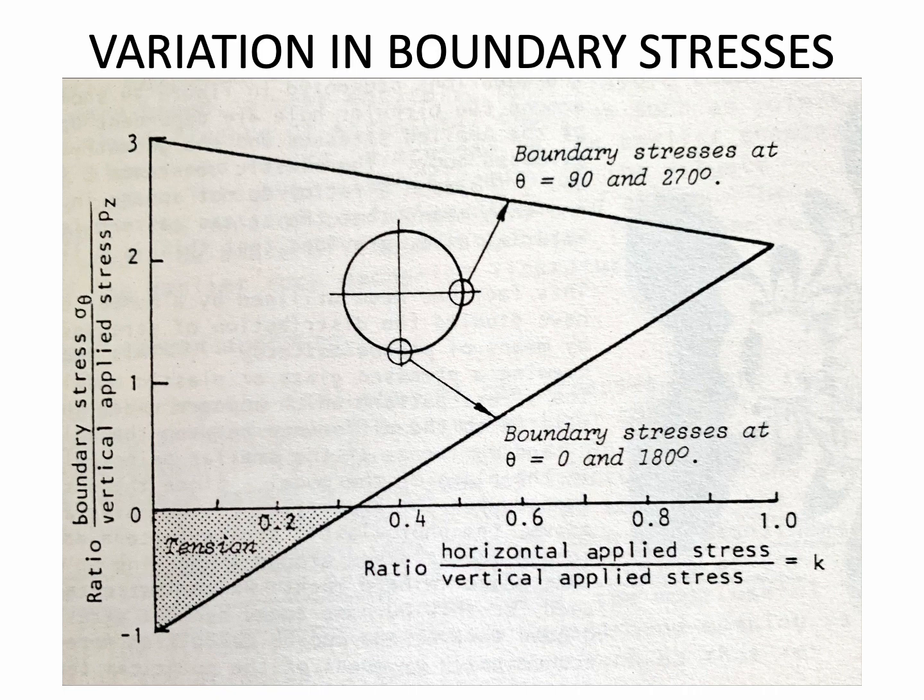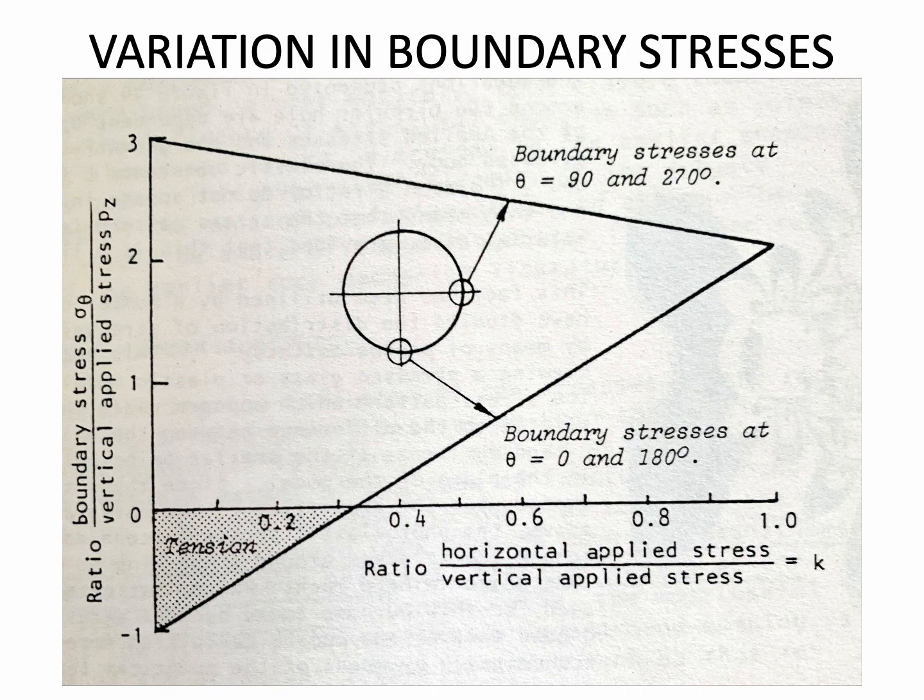This figure shows the variation in the boundary stress at an excavated section. The boundary stress varies along the periphery, and it is depicted that the ratio of boundary stress to the vertical applied stress is shown on the vertical axis in the graph, and the ratio of horizontal applied stress to the vertical applied stress is mentioned in the horizontal axis.